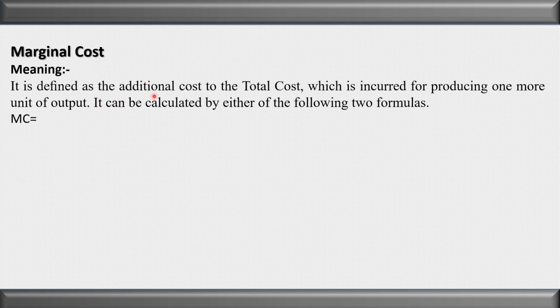It is defined as the additional cost to the total cost which is incurred for producing one more unit of output. In a very simple word, we can say additional cost incurred to manufacture an additional unit of output is called marginal cost. In short, marginal cost is change in total cost divided by change in output. It can also be calculated as TCn minus TCn-1. It means if we deduct the earlier total cost from the current total cost, we also get the marginal cost.